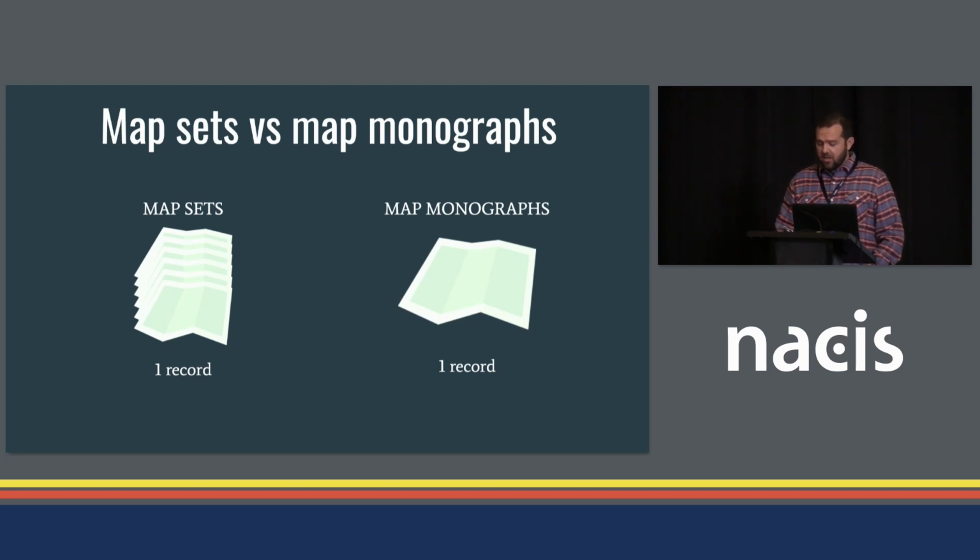Map sets could include things like topographic maps from the USGS or the Canadian Topographic Survey, hydrographic charts from the Canadian Hydrographic Service, atlas plates from a fire insurance atlas, or even air photo sets. You can think of a flight of air photos as a kind of map set. We would assign one record so somebody searching our library catalog could find that set of things.